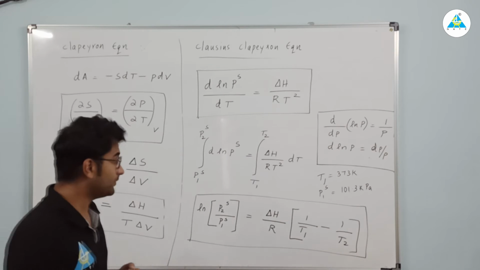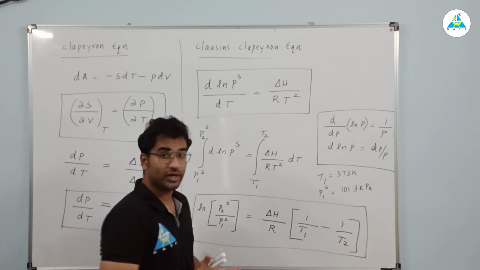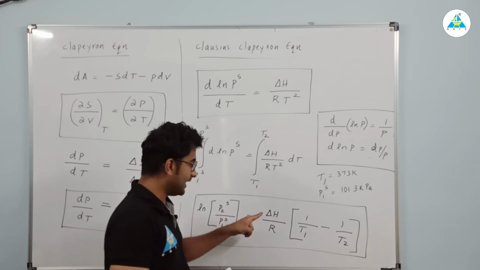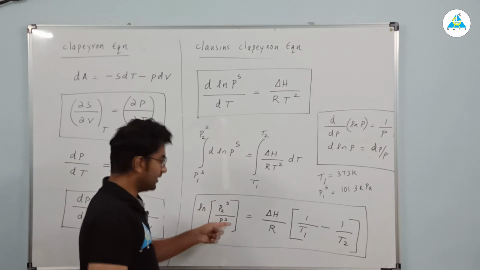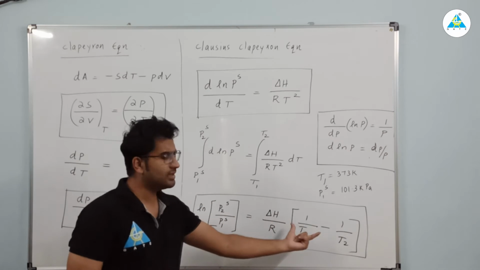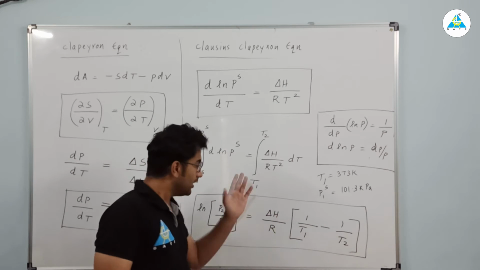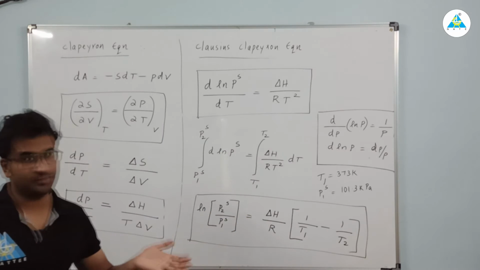Whenever you calculate, always check the units should match. Delta H by R here, it is unitless, so here also it should be unitless. Clear? So आपको unit हमेशा ध्यान में रखना चाहिए.